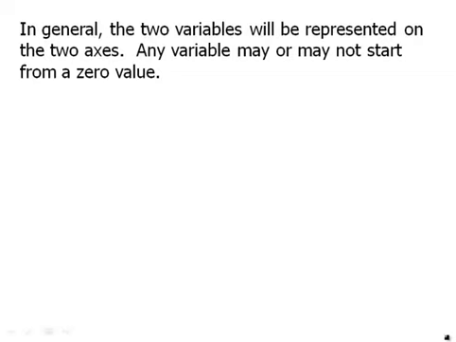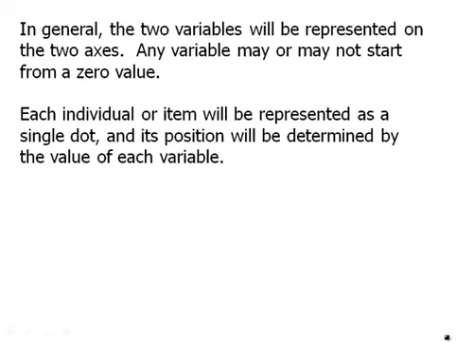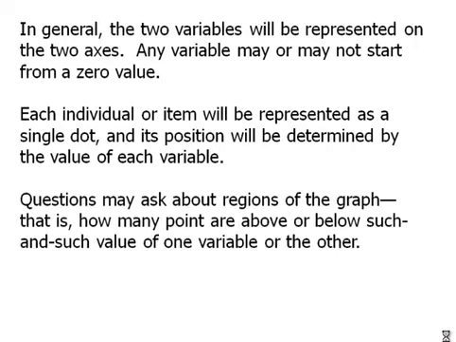In general, the two variables will be represented on the two axes. Any variable may or may not start from a 0 value. As we saw here, one of the variables did not start from 0. Each individual or item will be represented as a single dot, and its position will be determined by the value of each variable. So here, every house was a single dot, and its position was determined by the price and by its area in square feet.